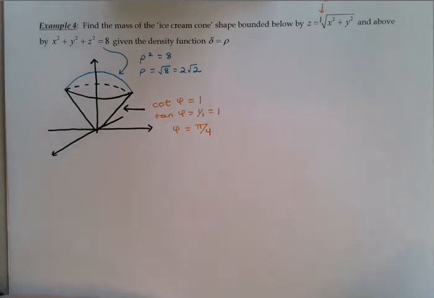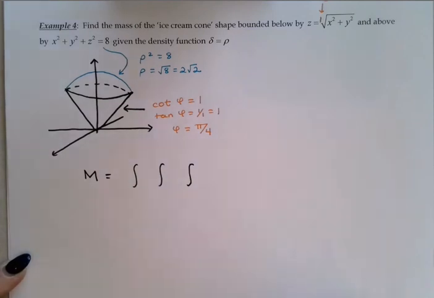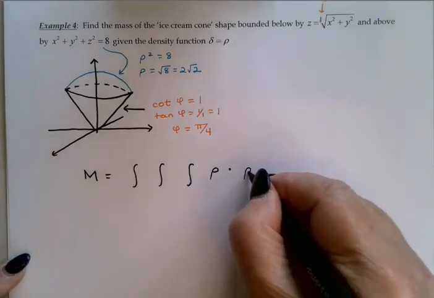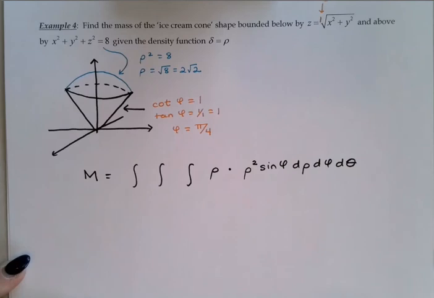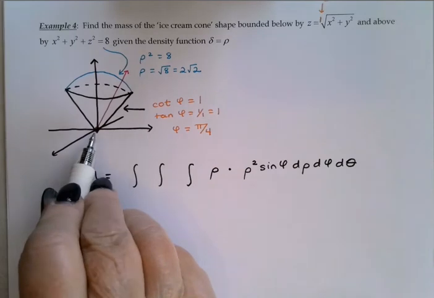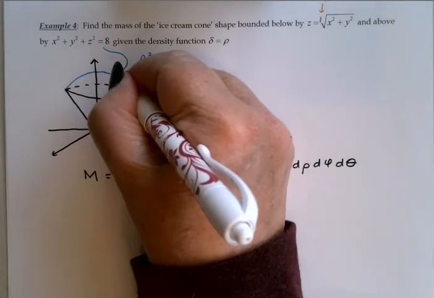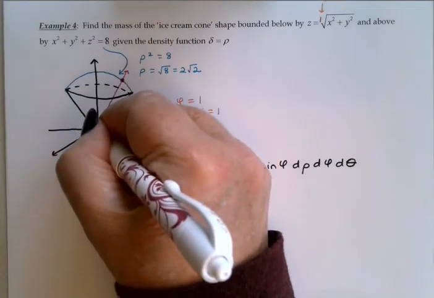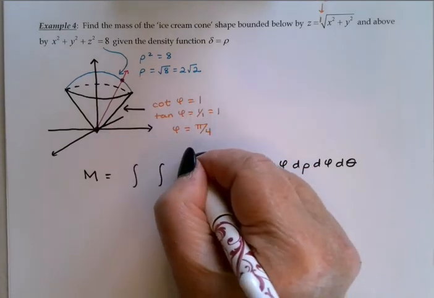All right, I think that's everything we need. Let's calculate our mass. To calculate mass, we always integrate the density function, which in this case is given as rho. And then I put in my dv, which is rho squared sine phi, d rho, d phi, d theta. If I imagine a radial spoke starting at the origin and going out, I'm already inside my object, my ice cream cone, right here from rho equals 0, and I'm always going to exit through the sphere itself. No matter where I draw, I'm going to go out through the sphere. I never go out through the cone. So the upper limit of integration for rho is rho equals 2 square root 2.